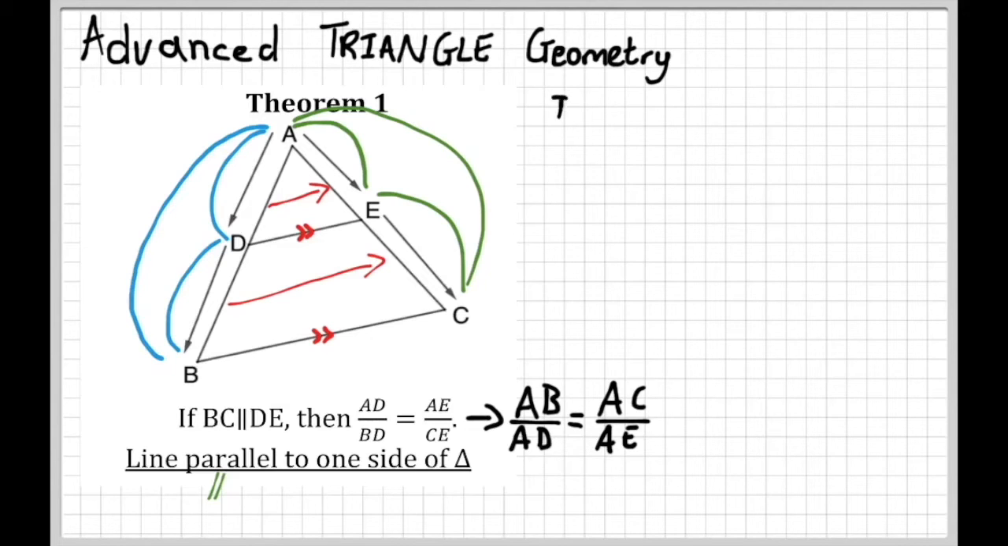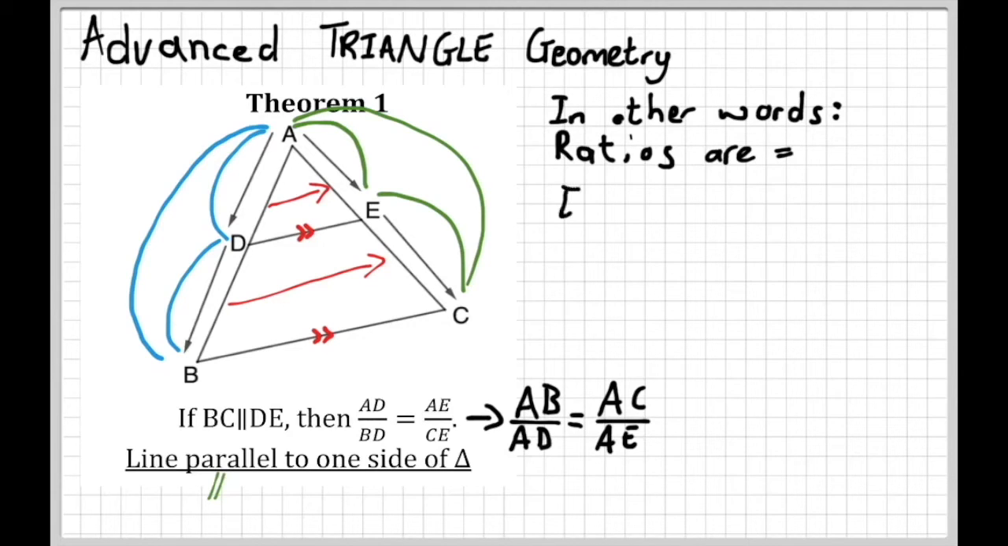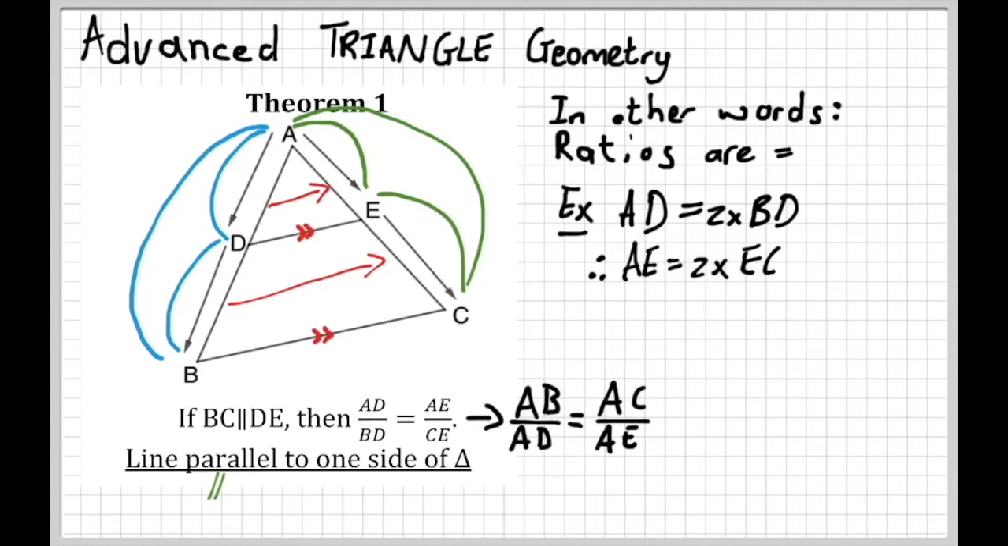So let's quickly have a look at what it means. In other words, it means the ratios between the sides are equal. An example of this could be, let's say AD is twice the length of BD, then AE must also be twice the length of EC. So if BD is 8 and AD is 16, and EC is 6, then AE will be 12. And therefore that ratio exists.